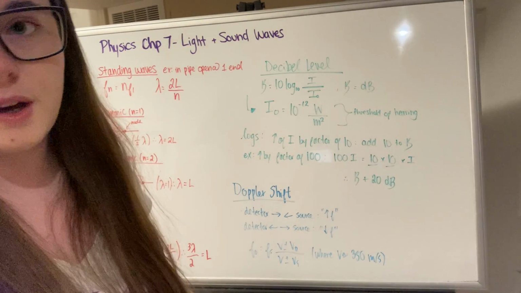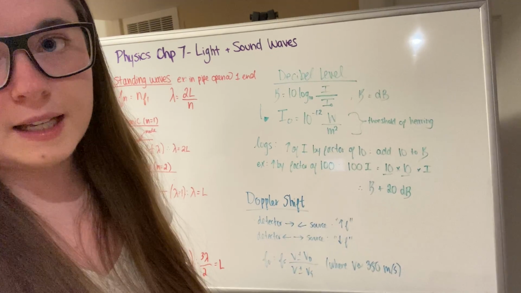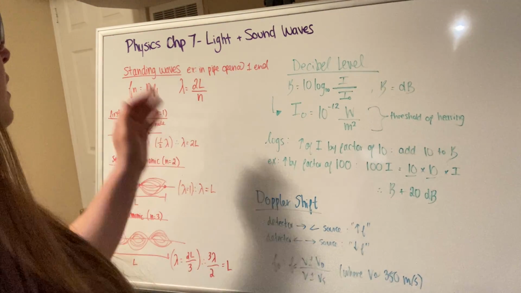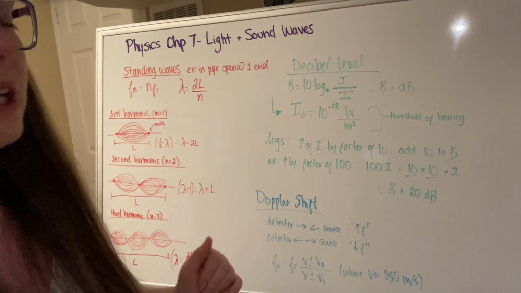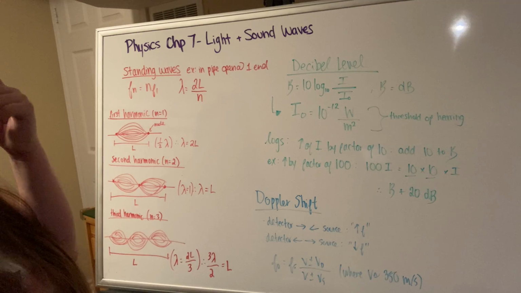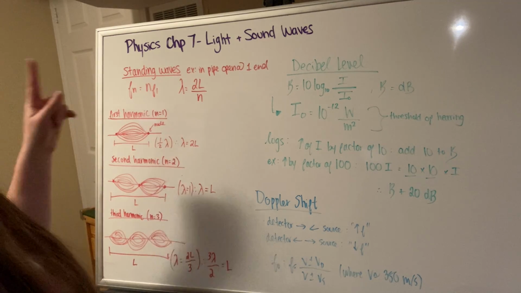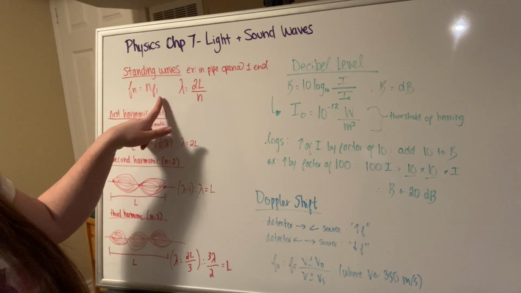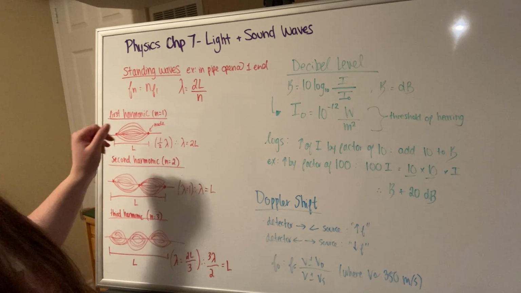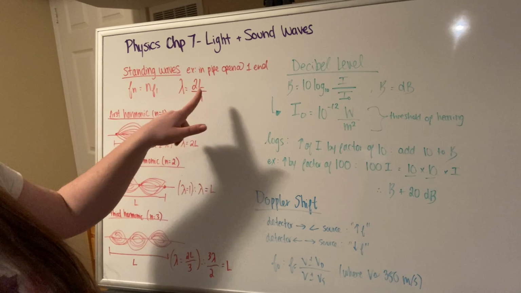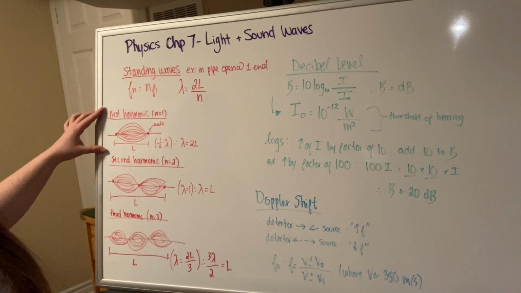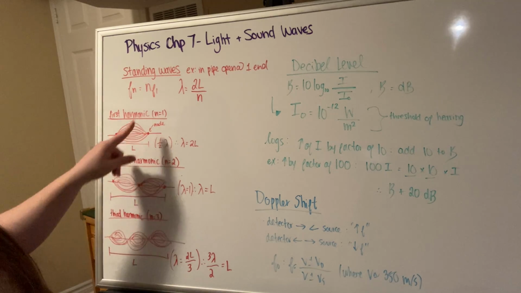Okay, so this next part, we have standing waves. And we're looking at these standing waves, for example, in a pipe that is open at one end. So we have F_n equals n F_1. Okay, so frequency, and I'll explain what these n's are in a moment. And then the wavelength equals 2L over n. So the first harmonic is going to be n equals 1.